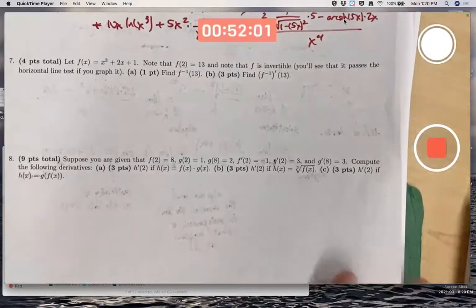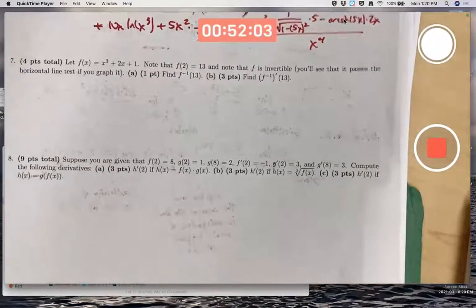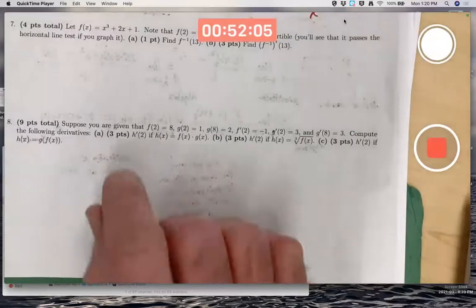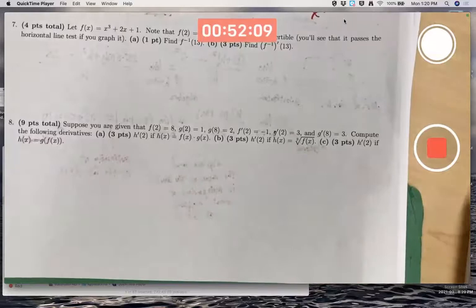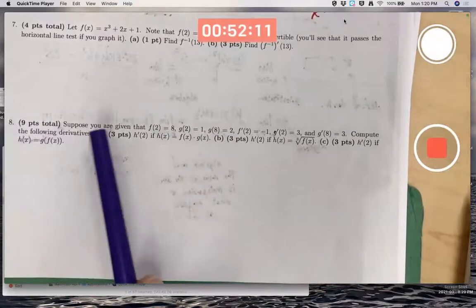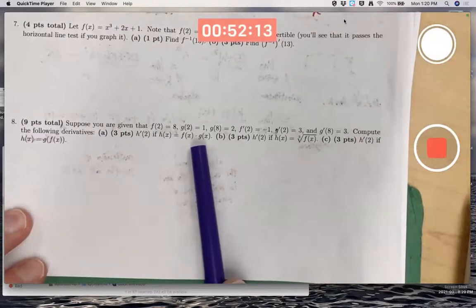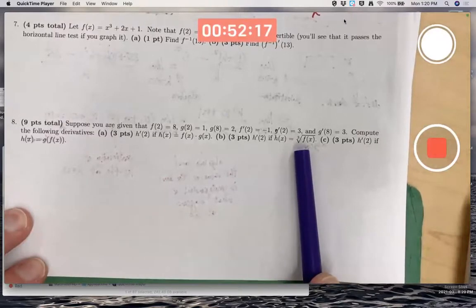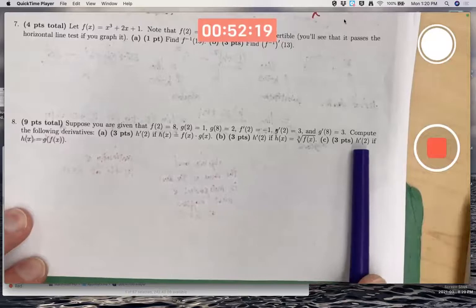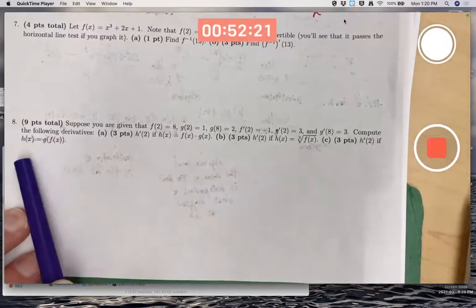Skip number 7 for the moment and jump to number 8. You're given some function values and derivative values here, no formulas. Part A, find h prime of 2 if h is this product. Part B, find h prime of 2 if h is this composition. Part C, find h prime of 2 if h is this composition.